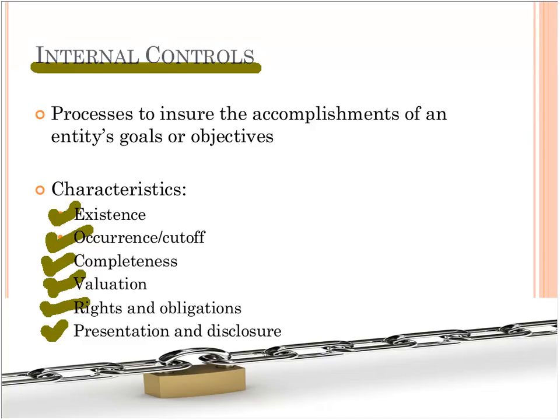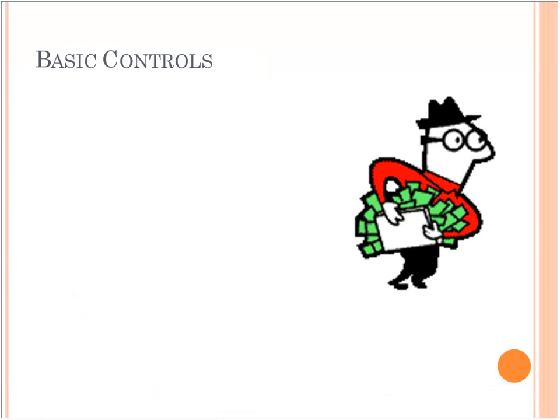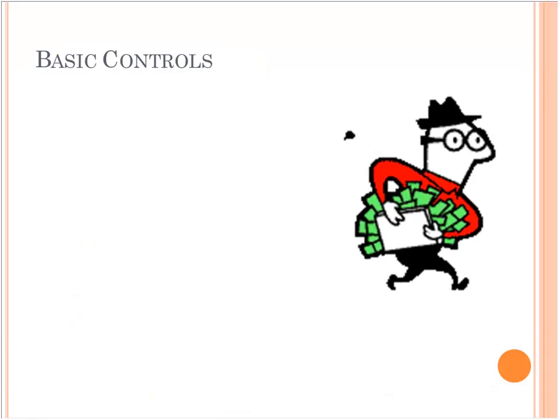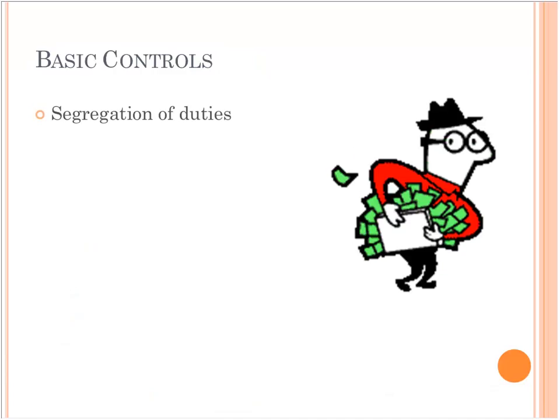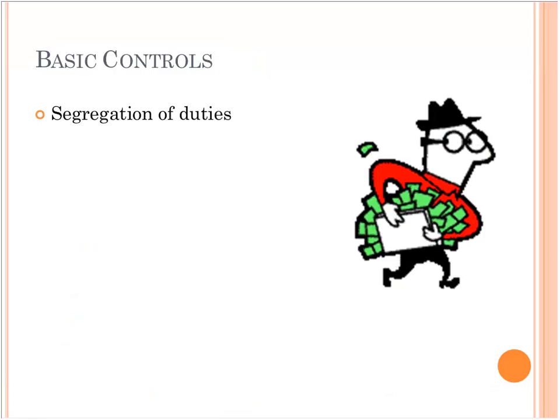So let's look at some examples, some practical examples of some basic internal controls. This list is not meant to be all-inclusive, but is meant to be representative of some basic controls. One set of controls is referred to as segregation of duties. Simply put, this means that more than one set of eyes sees each and every transaction.